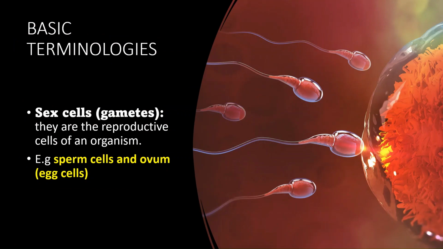All right, so we are still on the basic terminology. What are sex cells? Sex cells are also called gametes. They are the reproductive cells of an organism. Example, we have sperm cells and ovum, also sometimes called egg cells, but the correct word here is the word ovum.